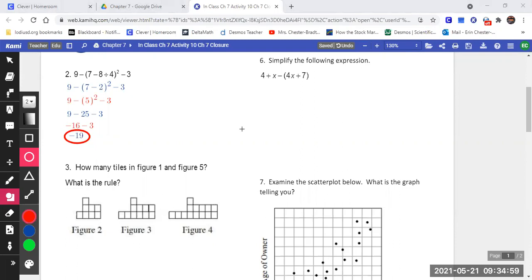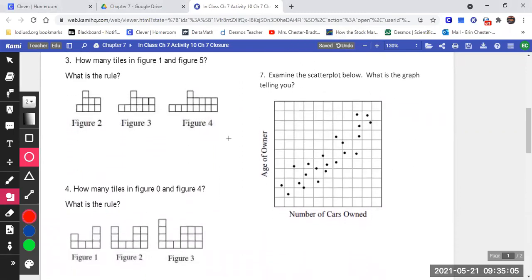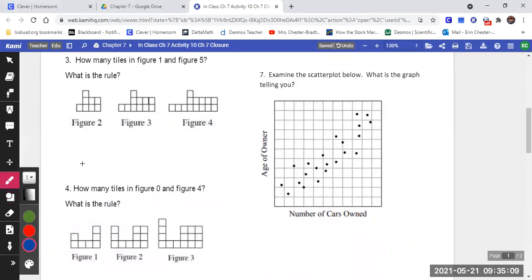All right, so now we're going on to number 3. Oops, undo that. We're looking at the number, how many tiles would be in pattern 5? So we need to figure out what's the pattern. We've done this before. What's the pattern?